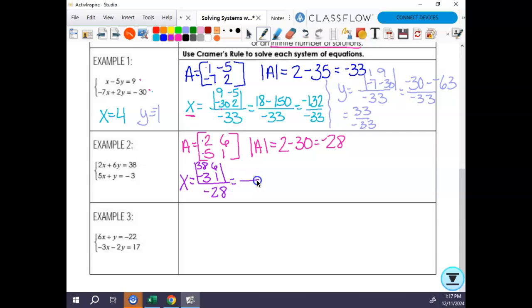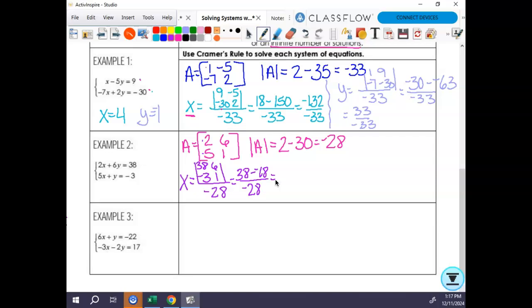So then I'm going to find this, and I'm going to get negative 28 in the denominator still. I'm going to multiply 38 times 1, that's 38, minus, always put the minus there first so you don't get the signs mixed up. Negative 3 times 6 is a negative 18, so I'm actually adding.